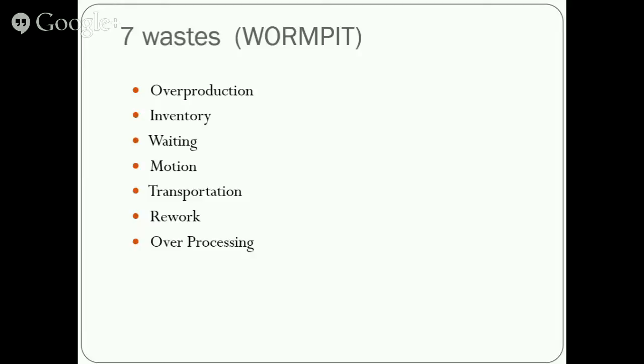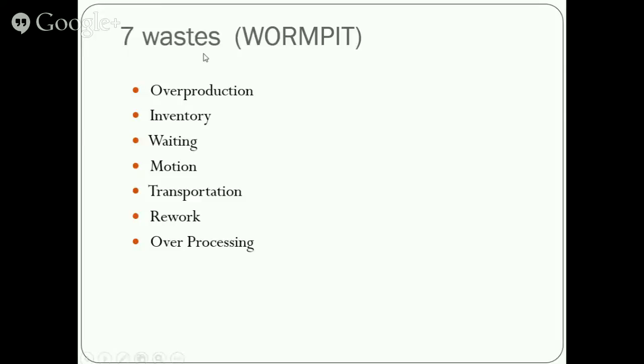Now, this is the concept of lean manufacturing. As I was telling you, for any top quality product, we need to minimize wastage. So you need to remember all the seven wastes, and this is a very frequent question asked in any interview.